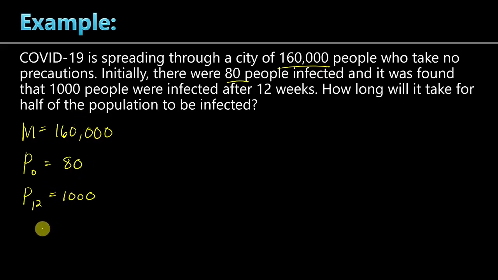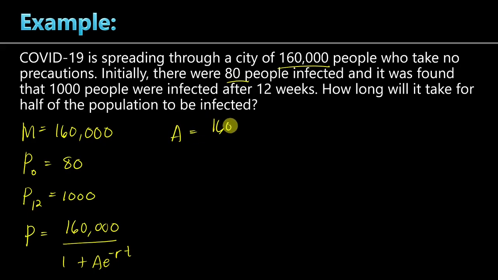Since the model that we will use is the logistic model, isulat natin yan. P is equal to M, which is 160,000, divided by 1 plus A, e to the negative R times T. Kung saan ang A ay pwede nating makompute. Ano ang formula ng A? That's the maximum capacity, 160,000, divided by P0, which is 80, minus 1. Okay? 160,000 divided by 80, that will give us 2,000. 2,000 minus 1 is 1999. Parang taon lang, di ba?